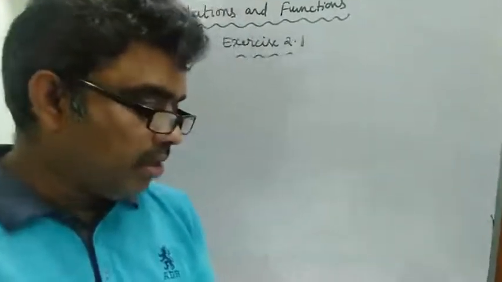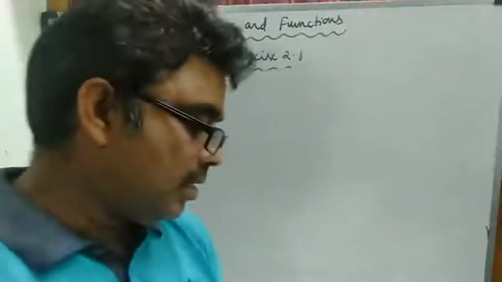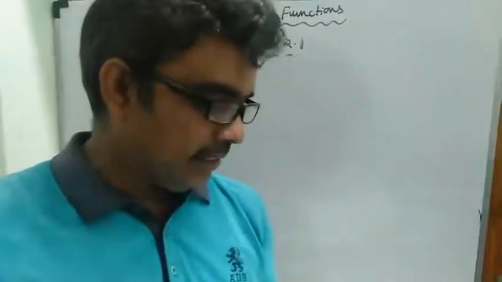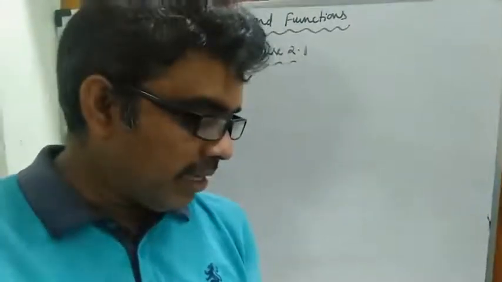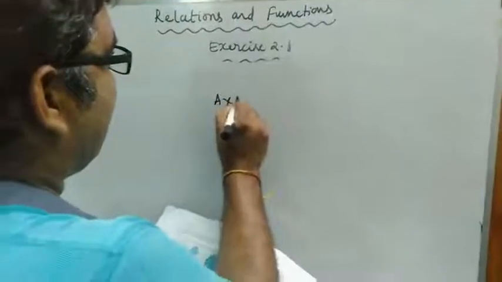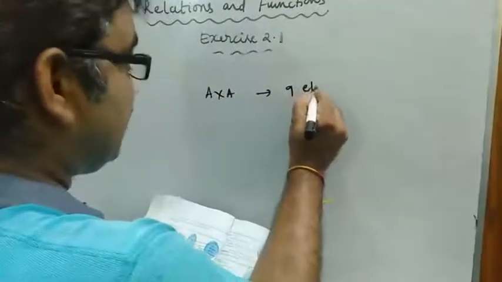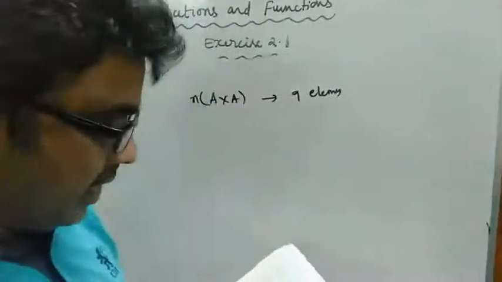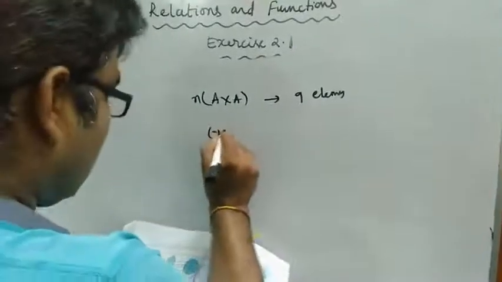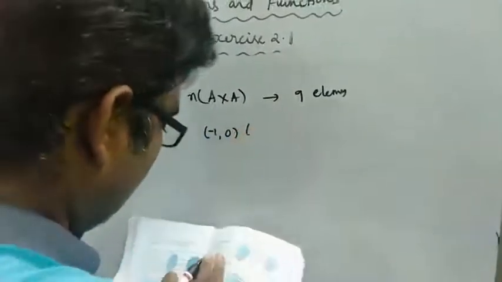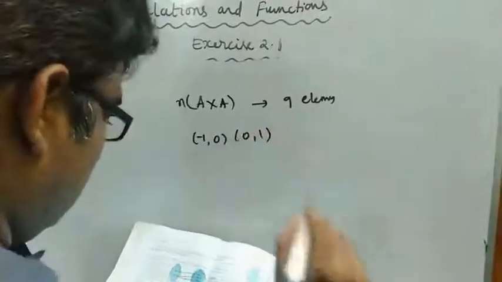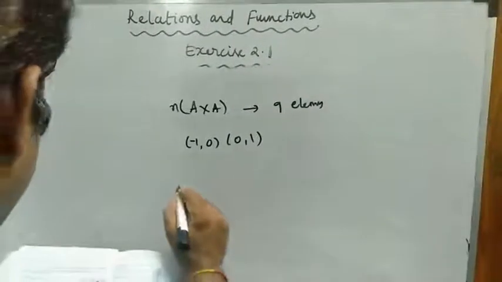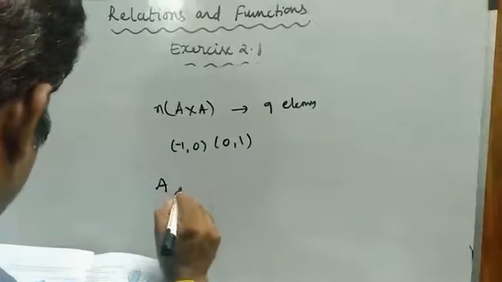Tenth question. All are theory related questions. Very simple. By reading the question you can answer easily. The Cartesian product A cross A has 9 elements. Given that, among which are found (-1, 0) and (0, 1). Find the set A.